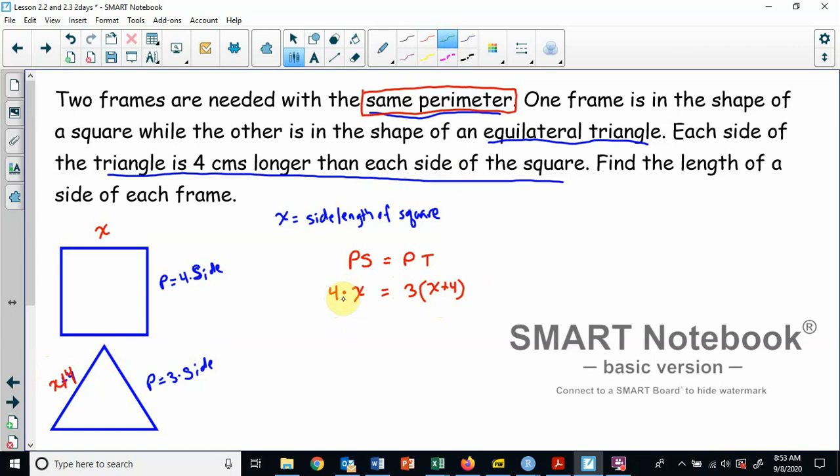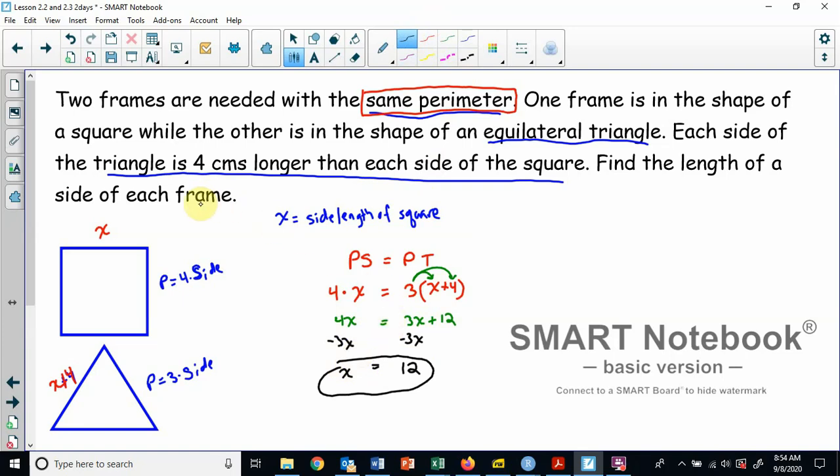So now let's simplify. That's 4x. Let's distribute here. That'll be 3x plus 12. Okay, awesome. So I've simplified. Now I got to get my x's on the same side. So subtract 3x on both sides. So 4x minus 3x is just 1x, or just x, equals 12. So I found x.